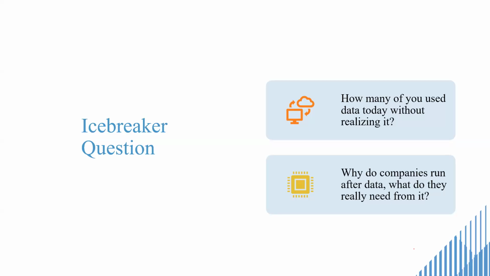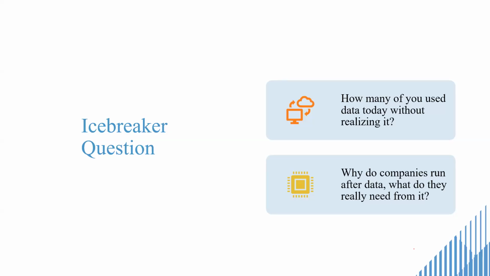Regarding the second question, in my opinion companies run after data because it can help them make better decisions, reduce risks they will face during their work, increase profits and stay competitive in the market. As we all know, companies focus mostly on increasing profits and staying competitive in the market. Just because of this, they are running after data to make better decisions.